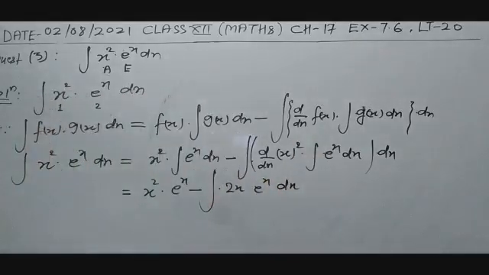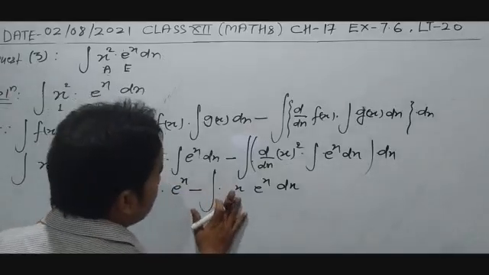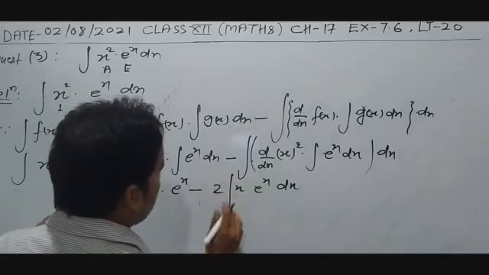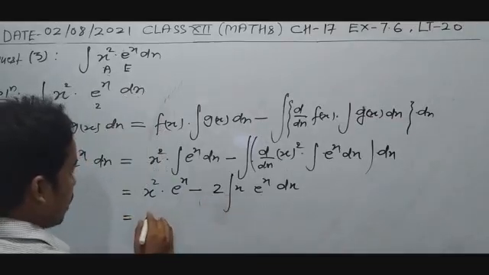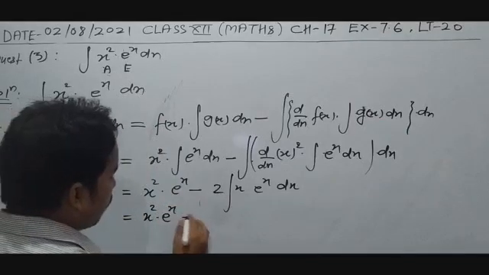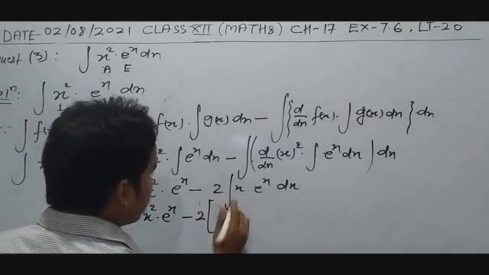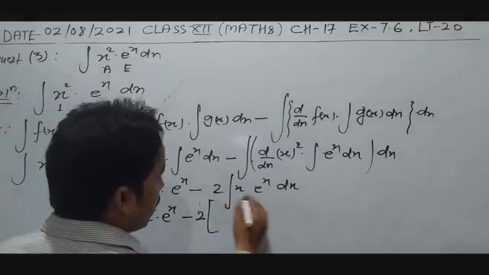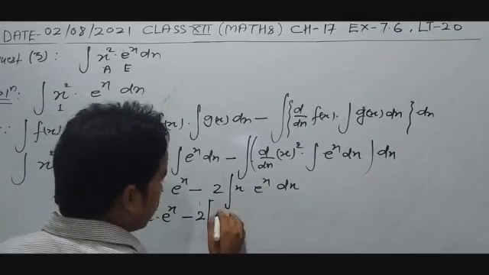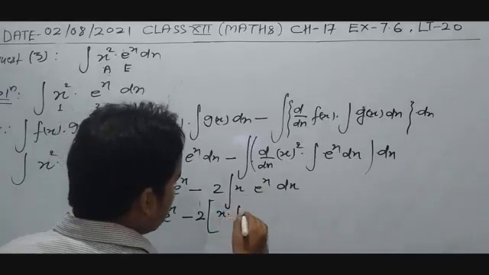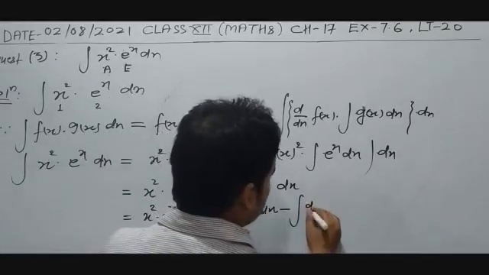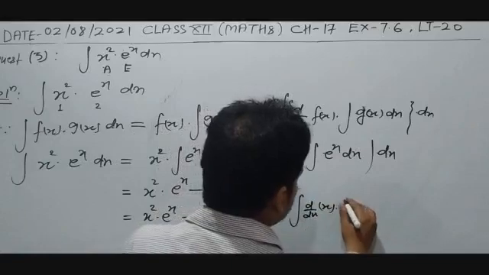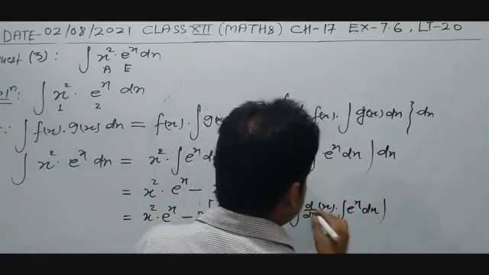Now you will integrate again by using integration by part. Suppose 2 is outside the integral. So again you will apply integration by part in x times e to the power x dx. So x square times e to the power x minus 2 times, in square bracket, first function, again apply the formula: first function times integration of second function, so first function times integration of e to the power x dx, minus integration of d by dx of x into integration of e to the power x dx, whole dx.